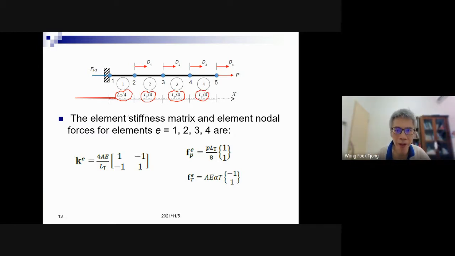How about the effect of temperature? Because the temperature change is constant, we can just compute using this formula, which is applicable for all elements. Up to this point, any questions? This is the computation we should do at the element level, before we perform the assembling process. No questions? Is it difficult?